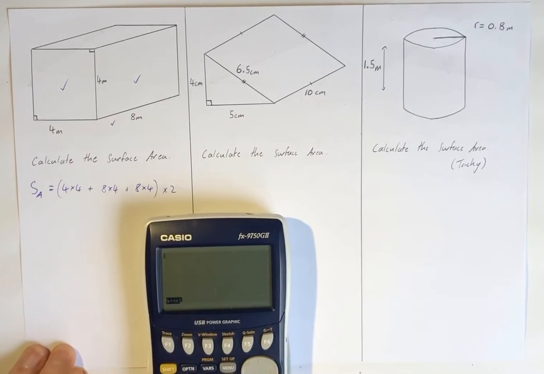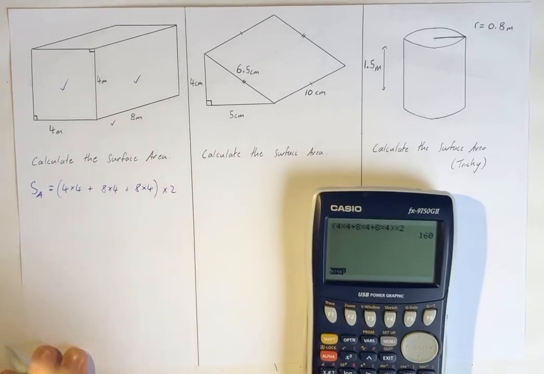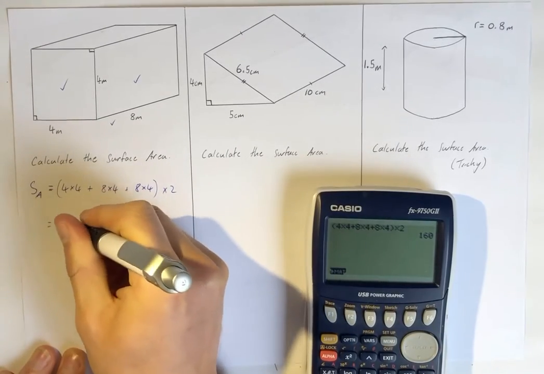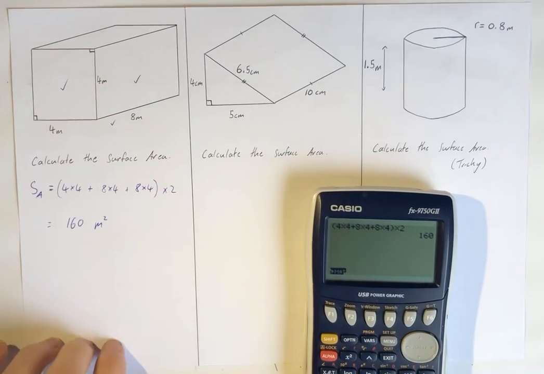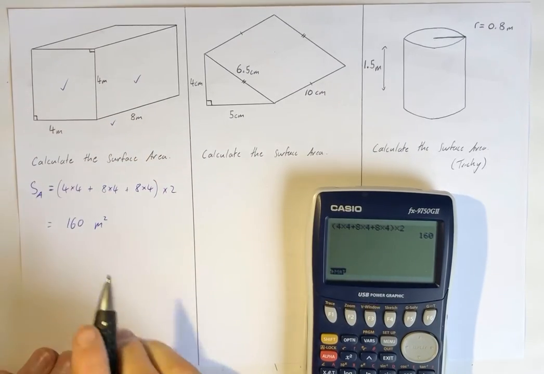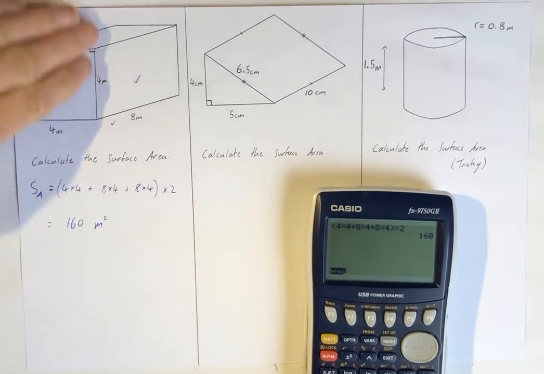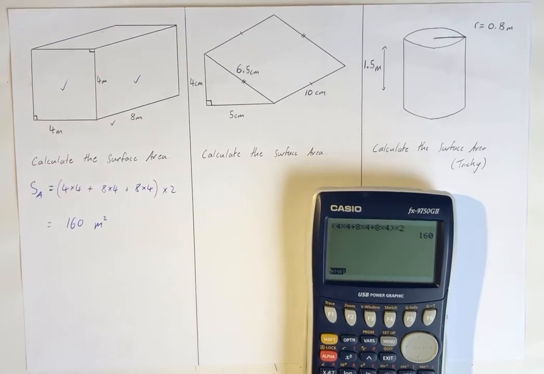So if I was to put this in a calculator, we'll see if we get the right answer. 4 times 4 plus 8 times 4 plus 8 times 4. I know I could probably double those, but let's just keep it simple. And we get 160. So that should be 160 meters, and it's squared, it's not cubed. I know it takes up 3D space, but it's actually still a two-dimensional measurement, still the surface area.